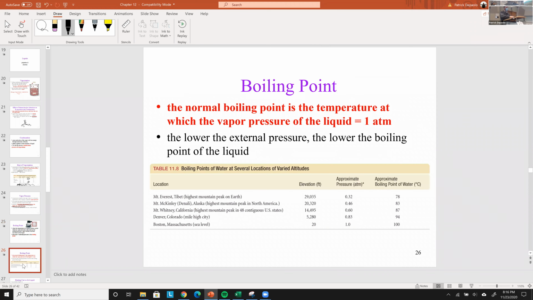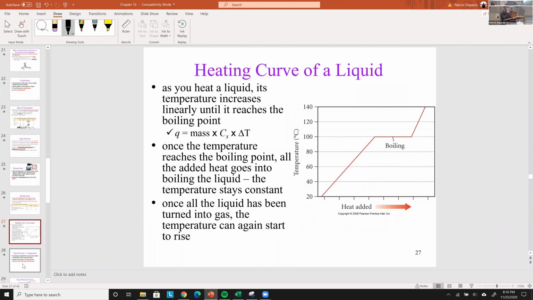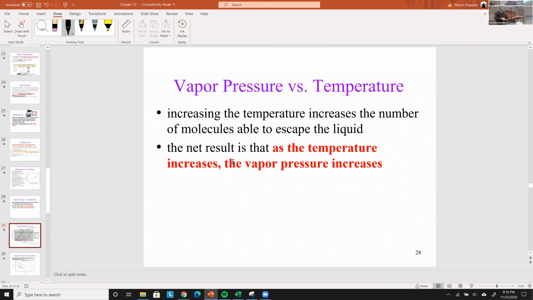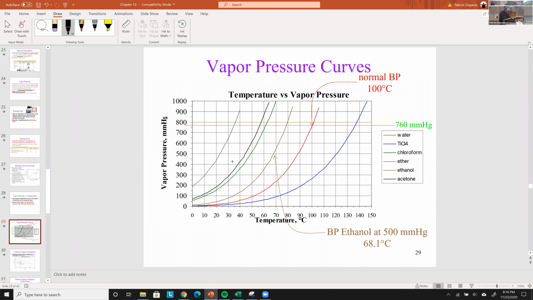All right, boiling point, we talked about that. Heat curve of a liquid. So we kind of talked about this. We know Q equals MC delta T. Vapor pressure versus temperature. So as the temperature increases, the vapor pressure increases. This kind of makes sense until you get to the boiling point. Here's the charts for different substances. So vapor pressure. We'll look at a couple right now.